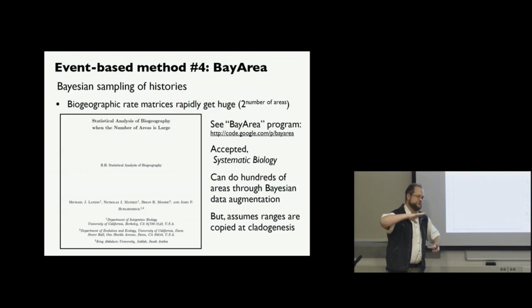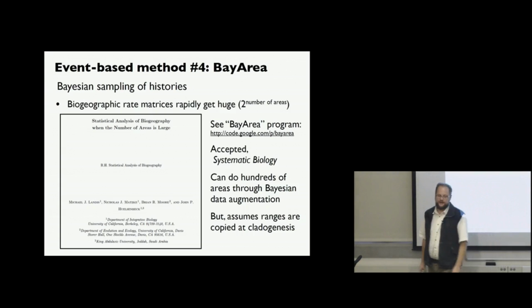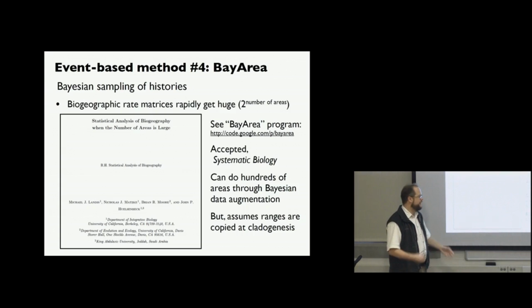Exponentiating a transition matrix gets slow if the matrix gets large. If you have lots of areas, you have lots and lots of possible combinations of areas, and the number goes up as 2 to the number of areas. If you have 9 areas, you have 512 possible geographic ranges. And you have to calculate the probability of going from every one of those 512 ancestors to every one of those 512 descendants. That gets to be a large matrix that is slow to do the calculations for.